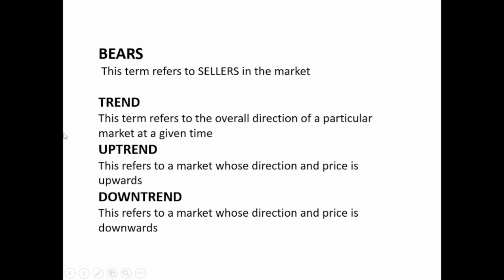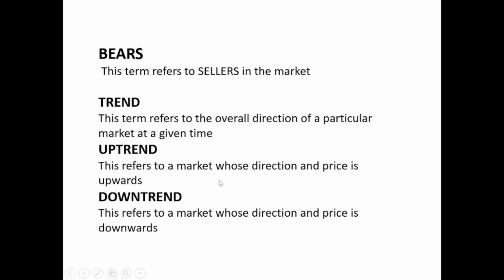Next, we have the bears. This term refers to sellers in the market. Whenever you are selling in the market, you are automatically a bear. You are going bearish. Whenever you are buying, you are part of the bulls. Then we have the trend. Now, I want you to understand what this means. This term refers to the overall direction of a particular market at a given time. When I say market, it means any currency pair, any commodity, any crypto, any market movement that's moving. Trend. This is it.